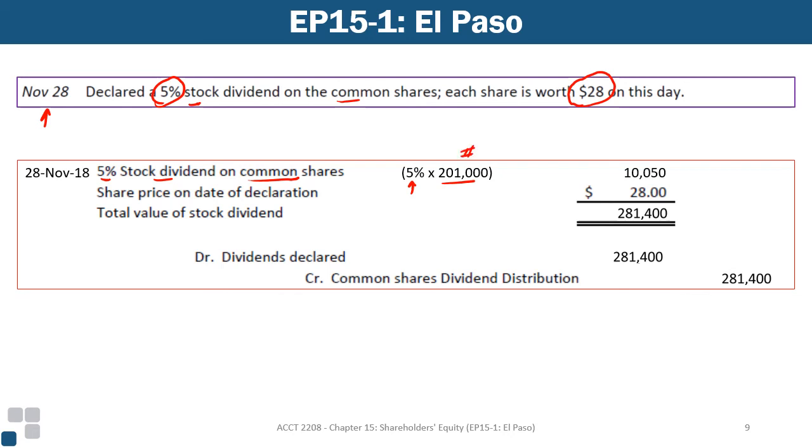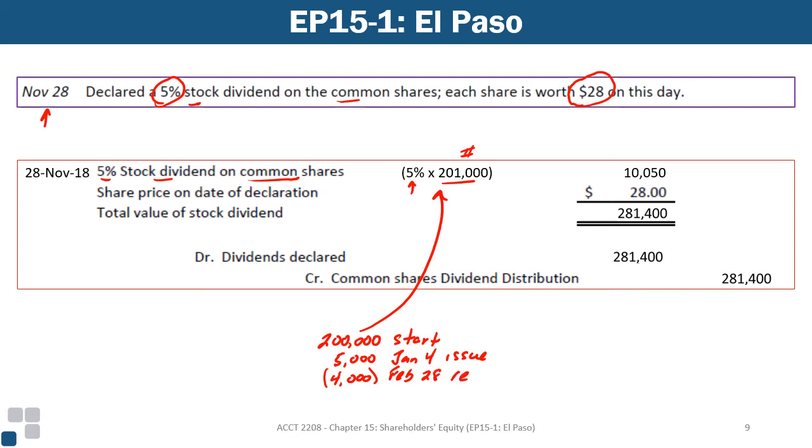Well, this 201,000 shares is basically made up of the original 200,000 shares to start, right? That's what the company started with. Then on January 4th, the company issued 5,000 shares. And then on February 28th, remember they repurchased 4,000 shares. So February 28th, that's a repurchase. So when you do the math, that's 201,000 shares.